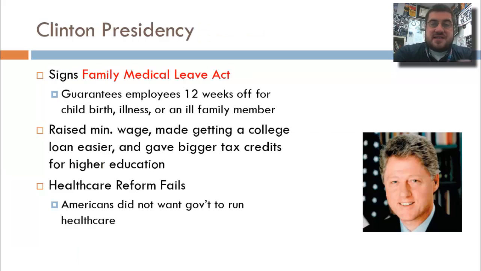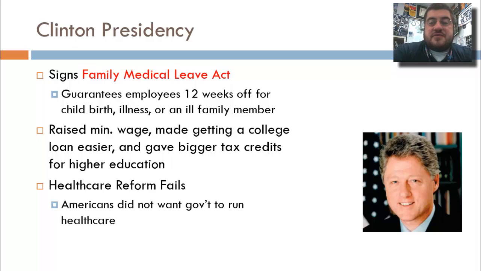So in the Clinton presidency, he signs the Family Medical Leave Act, bringing us up to date with other developed countries. It basically guarantees employees, if they need to take time off for a childbirth, illness, or an ill family member, they are guaranteed 12 weeks, and they can come back and have their job waiting for them. Some other things he did, he raised the minimum wage, he made getting a college loan easier, and he gave bigger tax credits if you were in higher education.